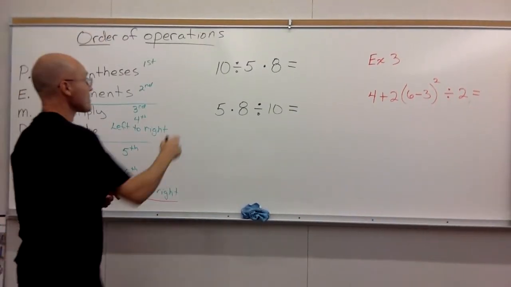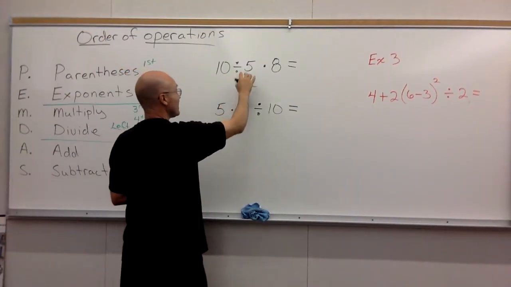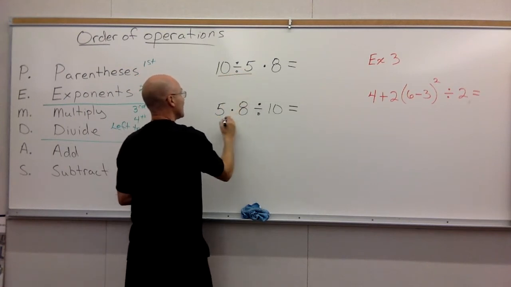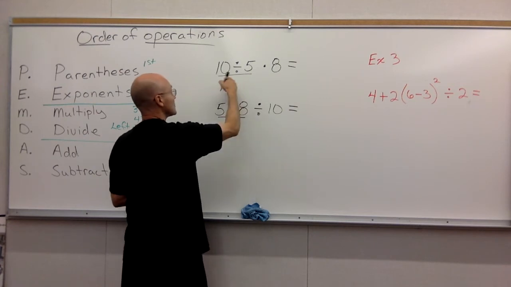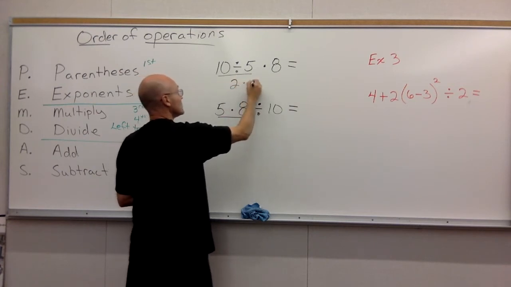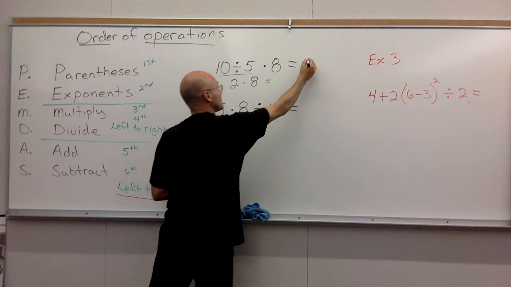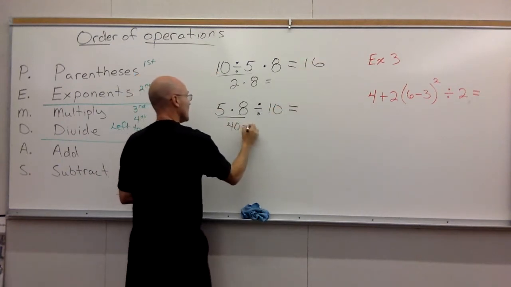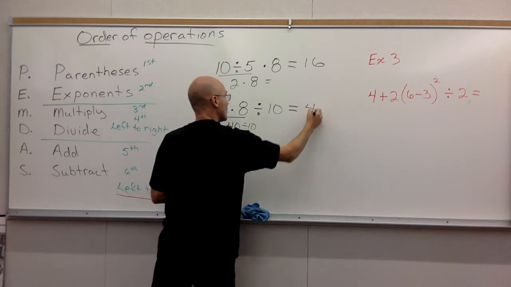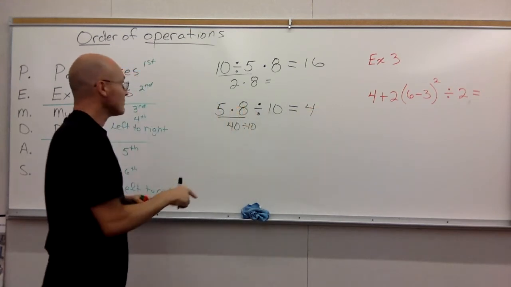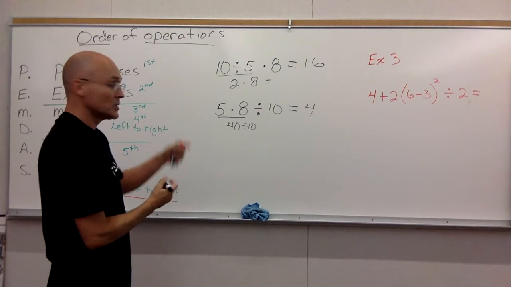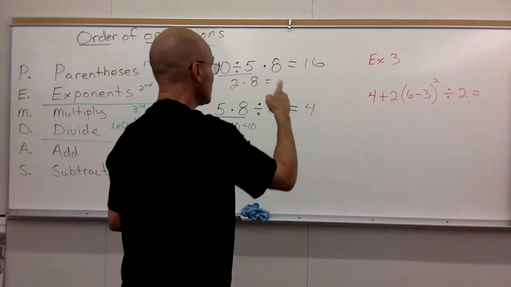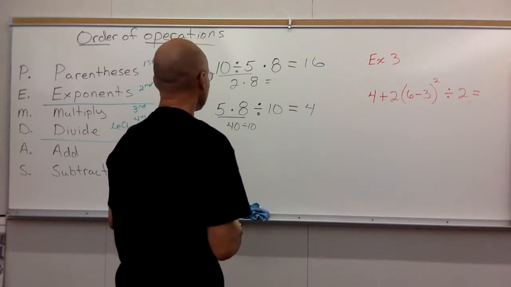Okay, so I got here 10 divided by 5. You want to do that first. Here I got 5 times 8. You want to do that first. So 10 divided by 5 is 2. 2 times 8 equals 16. But here you got 5 times 8, which is 40, and 40 divided by 10, which is 4. So looks like the same type of numbers, but they are two different answers. Okay? All right. So let's move on to the red problem.